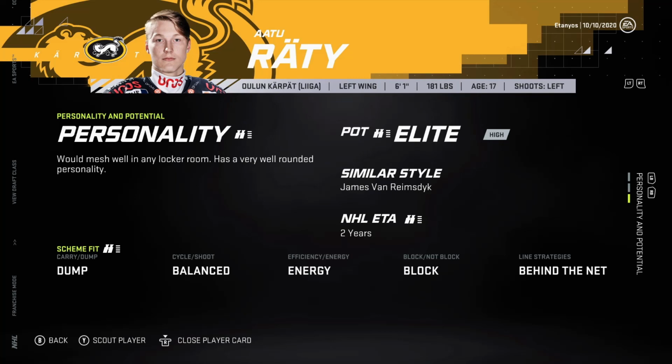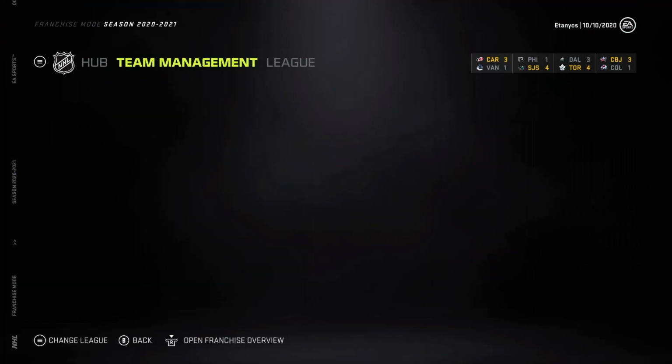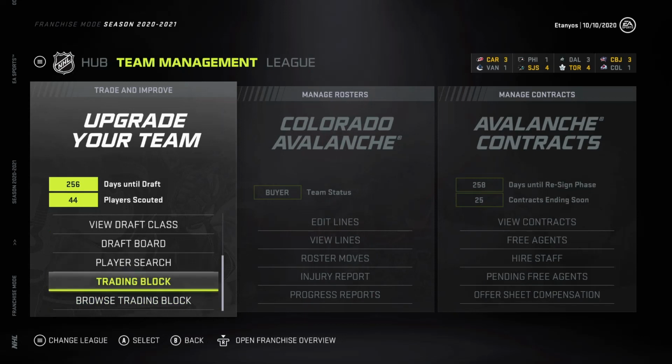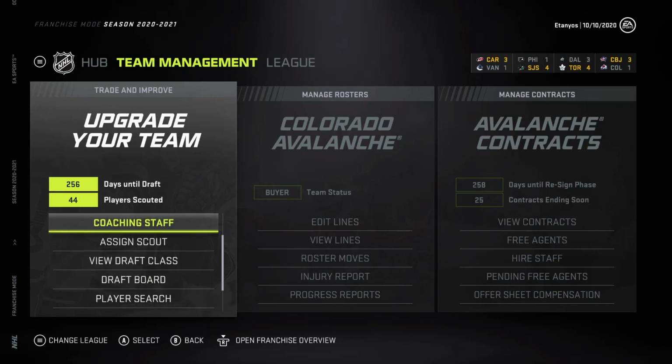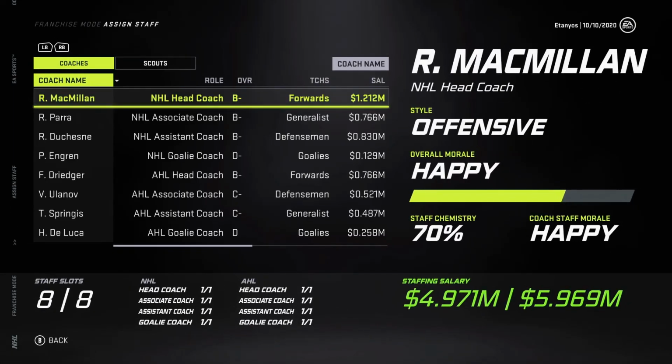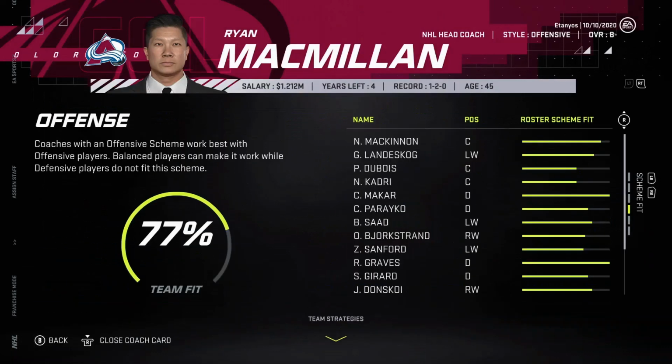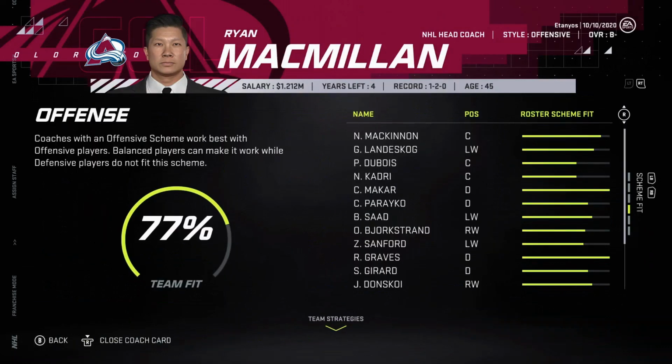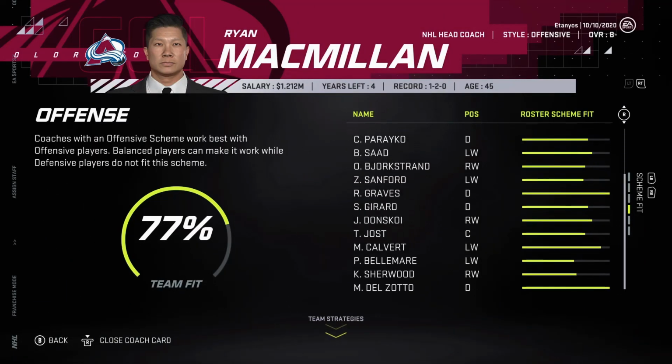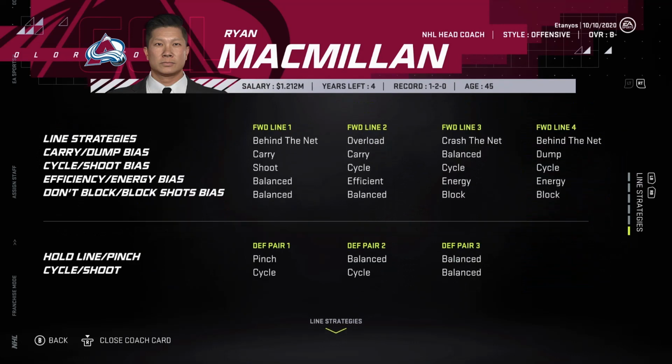So, I mean, dump, balance, energy, block with a behind the net setup. Let's go check our coach, see if Ratty fits that at all. So his dump cycle, energy, block with a behind the net. Where would he fit? Would he even fit? Probably not. And you can see we got a 77% team fit. That's really high. I try to get it up to 80. Doesn't always happen, but it's pretty good.